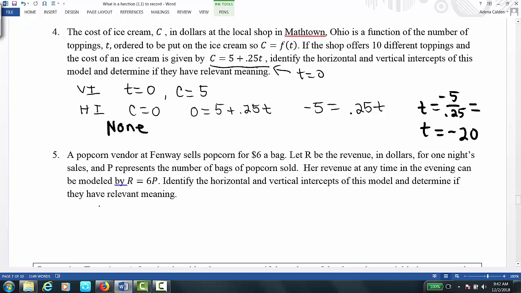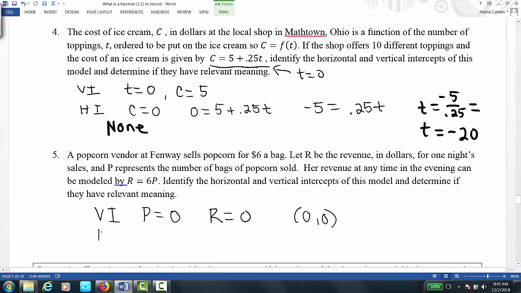So again, the vertical intercept is going to be when our independent variable equals 0. Here, my independent variable is P, which represents the number of popcorn bags. So if I let P equal 0, then R will also be equal to 0, because 6 times 0 is 0. What that means is if I sell 0 popcorn bags, my revenue will be $0. And that makes perfect sense in this context. So my vertical intercept, (0, 0), makes a lot of sense.